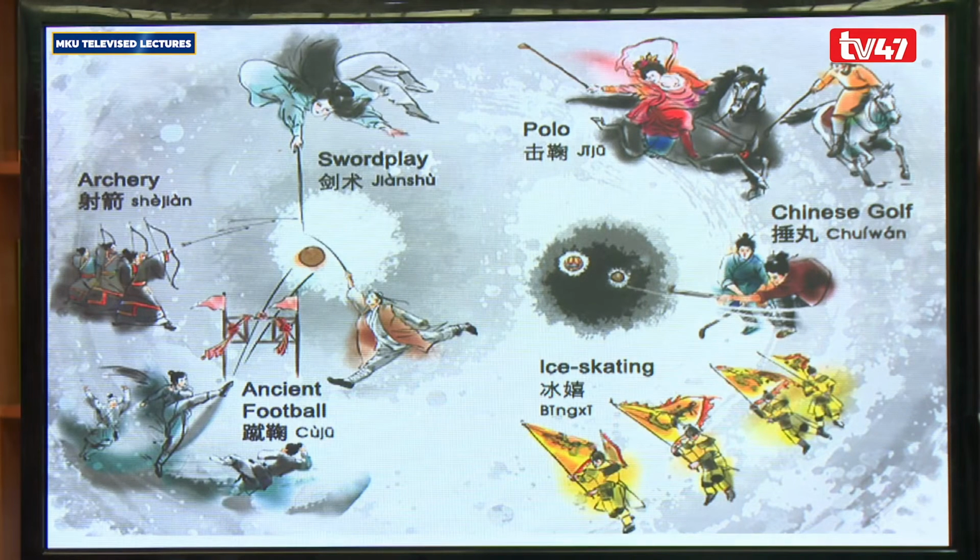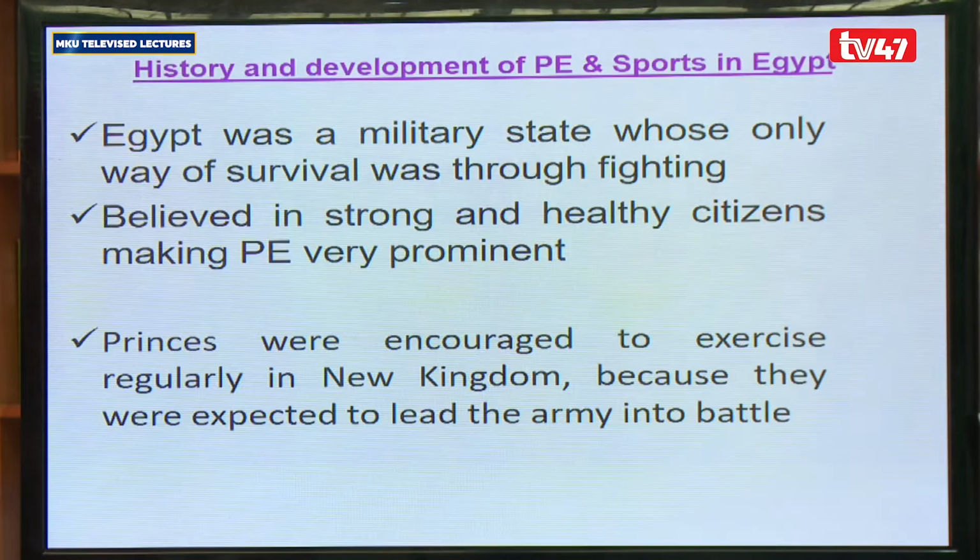Now you can see some of the activities done by the Chinese people, things like Chinese golf, which we call Chuiwani. Polo is a game that was very similar to hockey, but they played it on top of horses using very long sticks, chasing a wooden ball. We have other activities like the ancient football, Suju, ice skating, archery, and others.